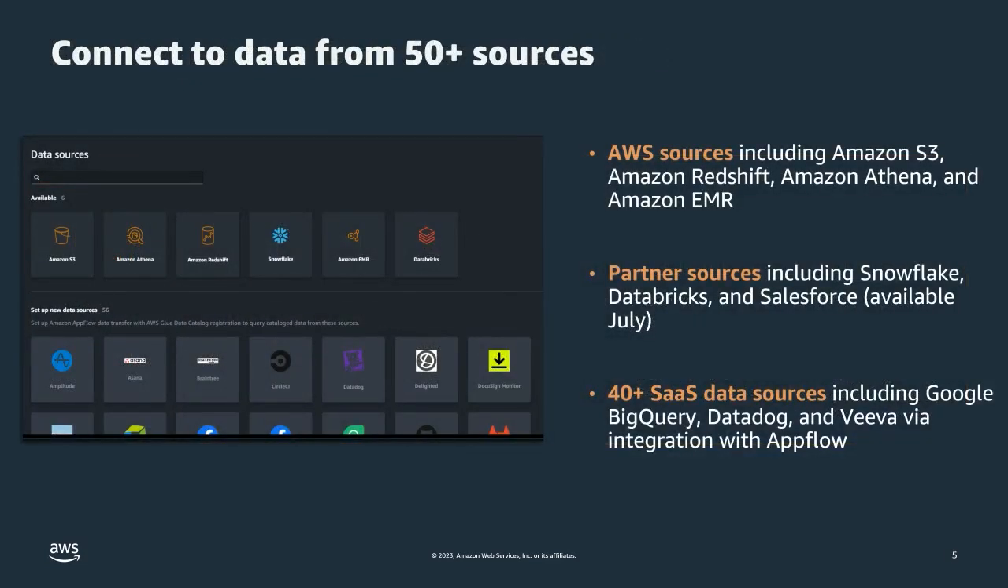So a little more on the sources that we support in Data Wrangler. As I said, we cover many AWS sources, S3, Athena, Redshift, and EMR. We have partner sources as well. I also want to call out that we have an integration with Amazon AppFlow. Through this integration with Amazon AppFlow, you can configure access to 40 plus SaaS data sources so that you can access this data directly within Data Wrangler.